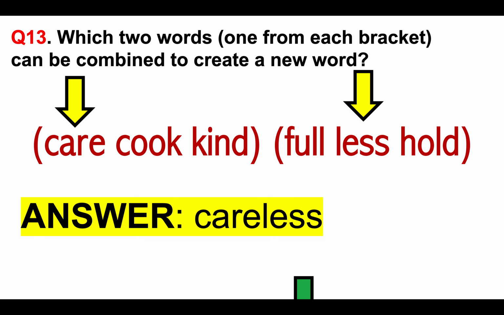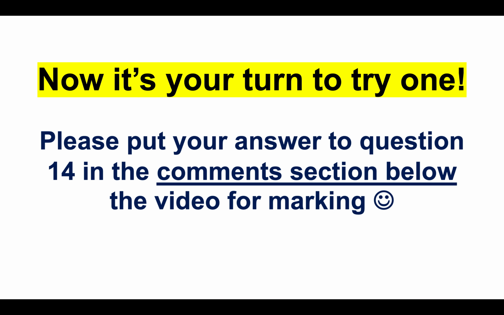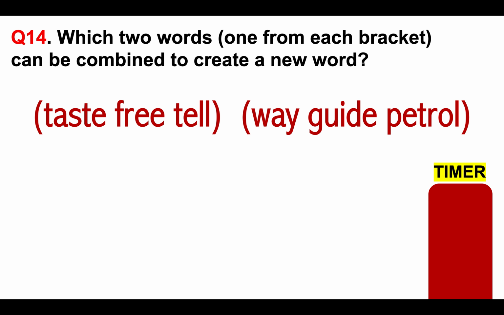But be careful here. Look at words like this. Some people would choose the word careful, but that's not spelt correctly. Careful would be C-A-R-E-F-U-L, just one L. So do look out for those kind of tricks. So now it's your turn to try one. Please put your answer to question 14 in the comment section below the video for marking. Here we go. Which 2 words, one from each bracket, can be combined to create a new word? Here's your timer.